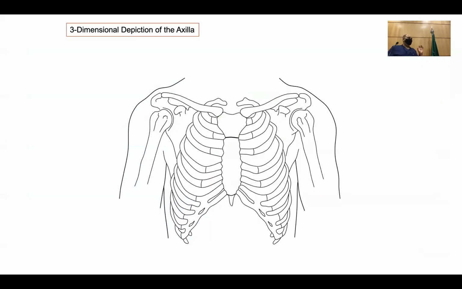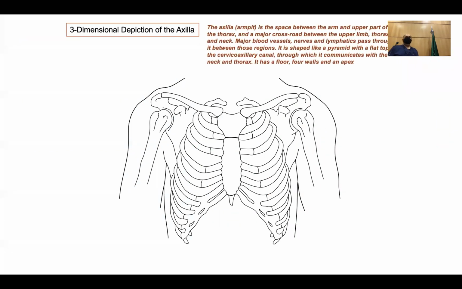Now, let's start making this axilla. So this is the base or the floor. Who makes it? The skin of my armpit, where the secondary hair grows in your axilla. That skin is forming the base of my axilla. Then on the top you can see that there's a small window, and that is the neck or the top part, the apex of the axilla.